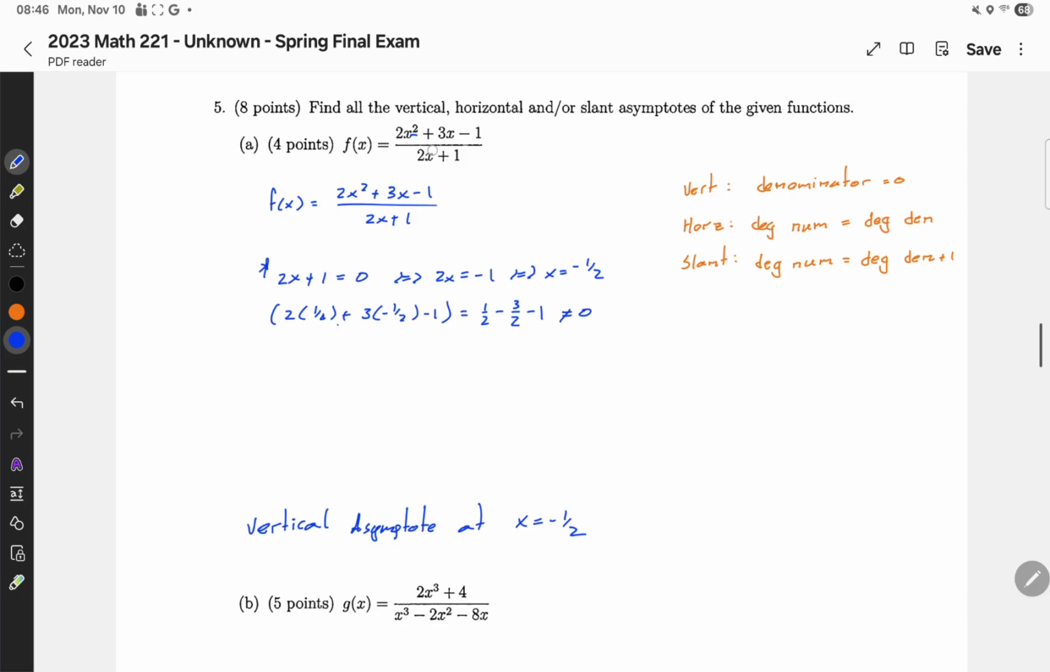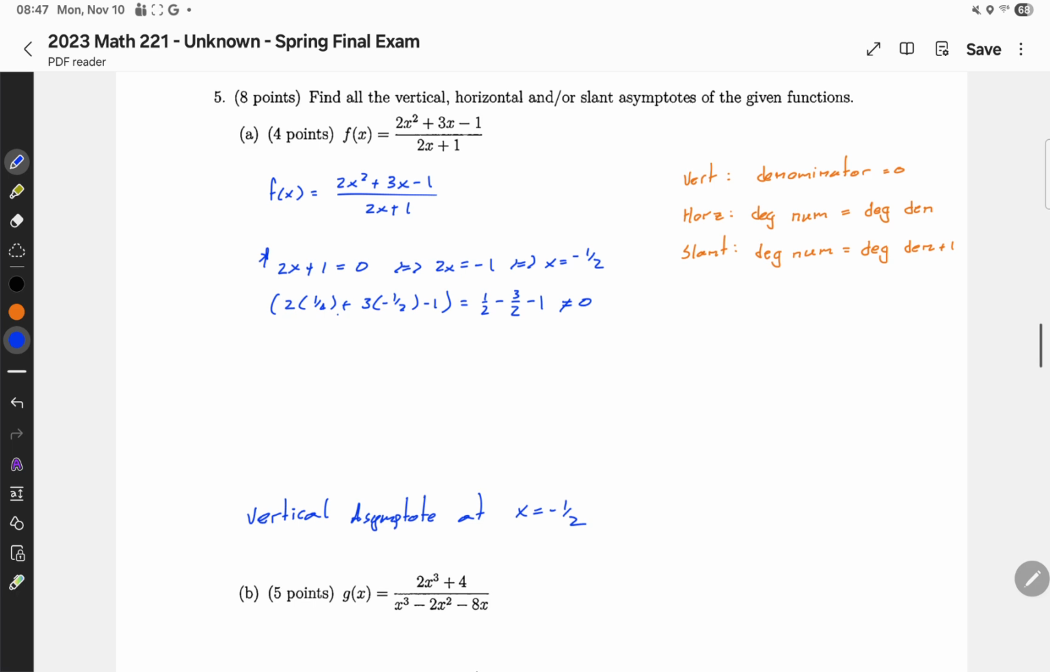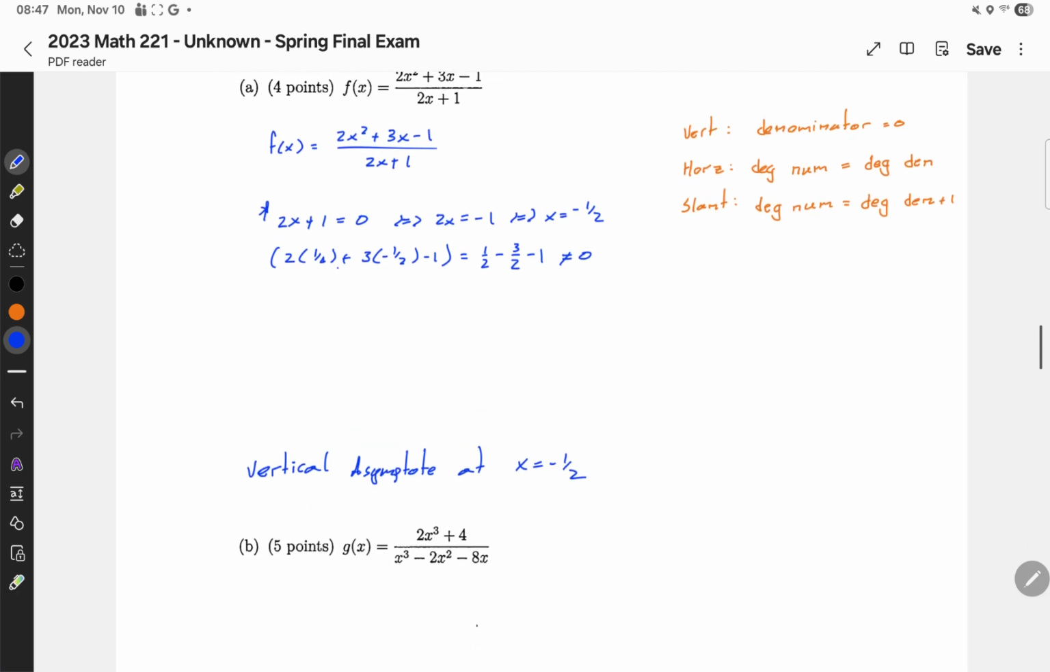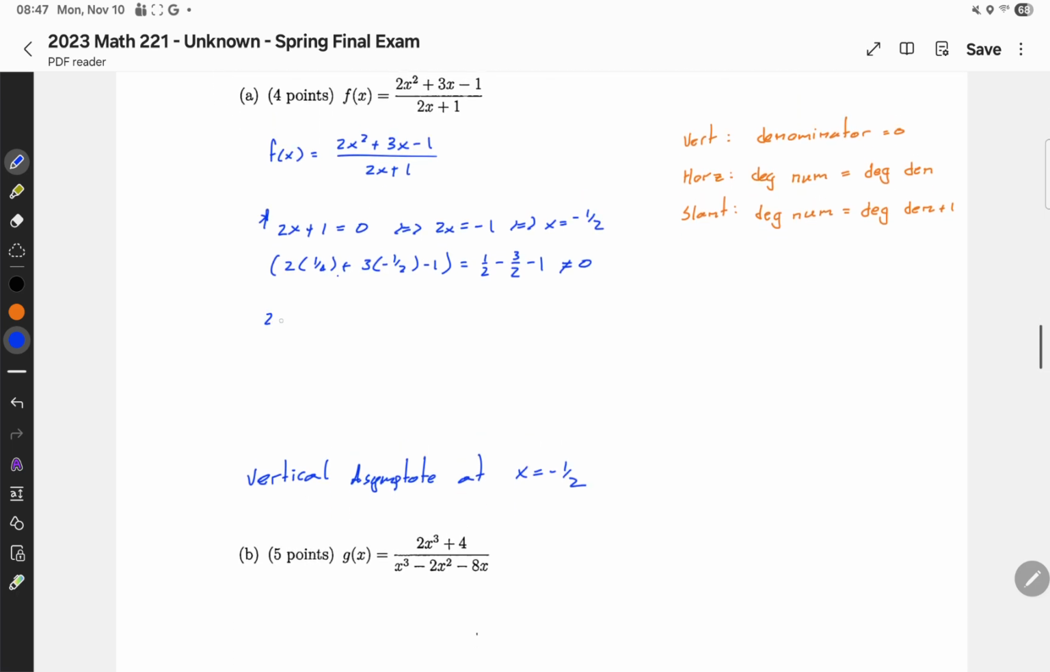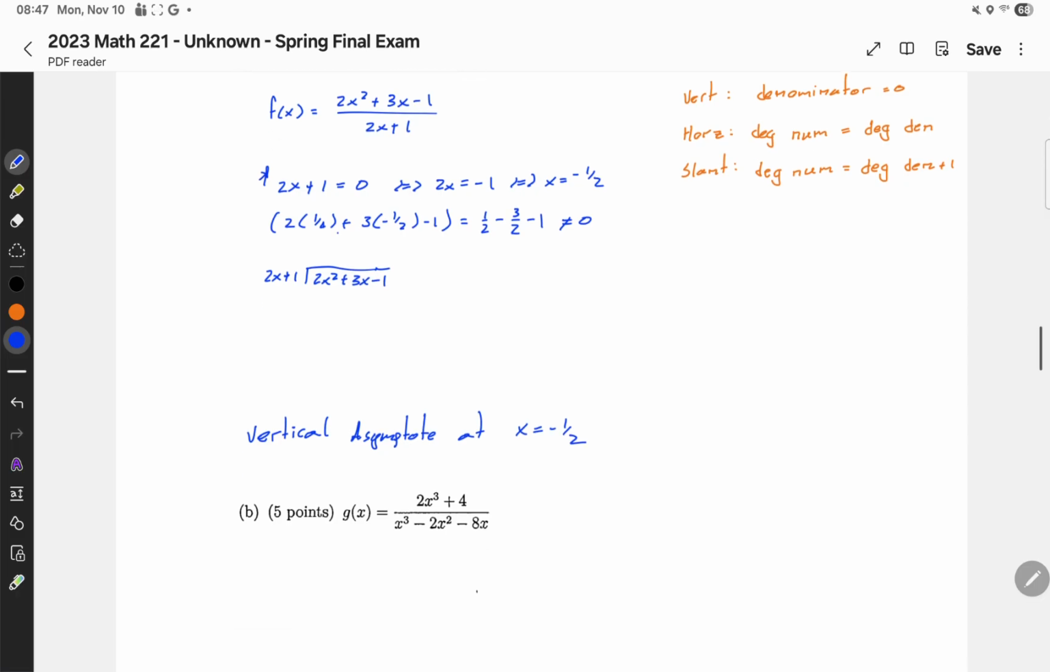So the way we're going to check for a slant asymptote is by taking this denominator and then dividing the numerator by that. And we're going to do that with long division. So we're going to have 2x plus 1 divides 2x squared plus 3x minus 1. And this is one of those things that I feel like I always forget how to do, but we're just going to put an x here.